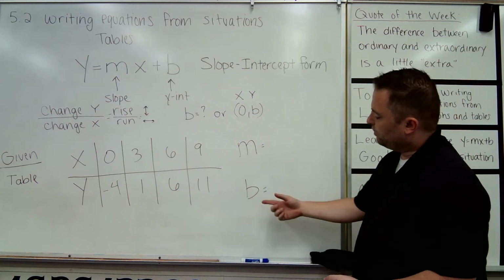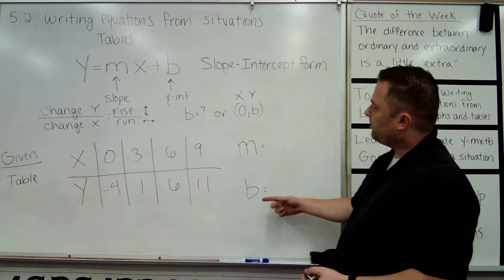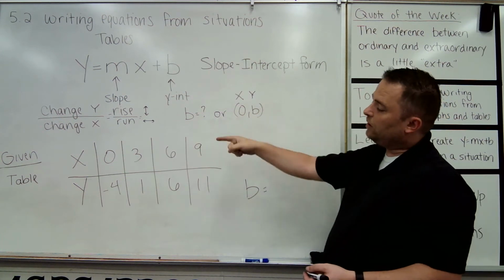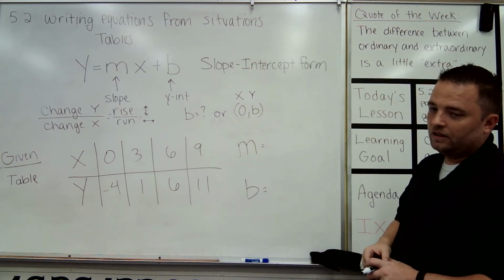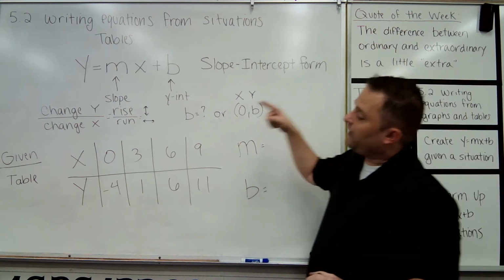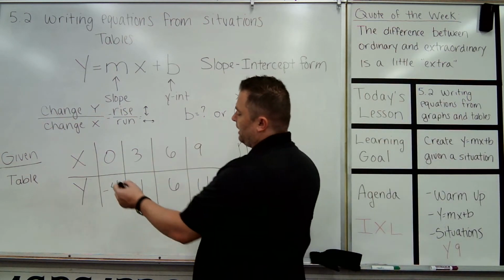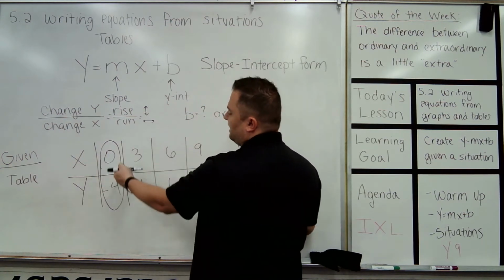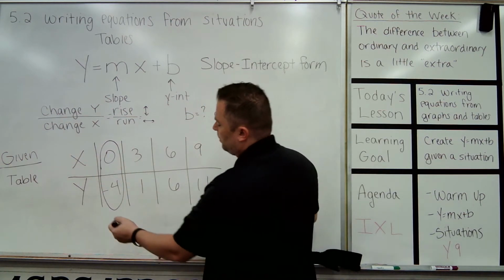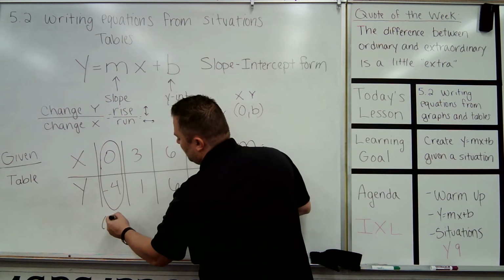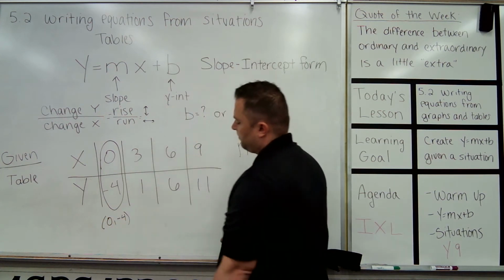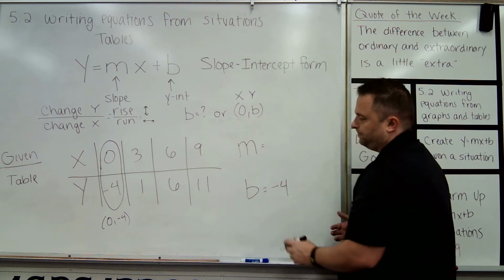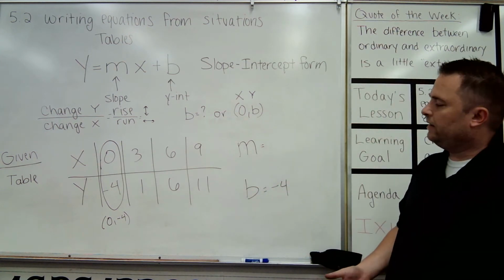Well, once again, let's start with the b because that's the easiest. We're looking for when x is equal to 0. There's only one location where x is equal to 0. Blue's Clues says it's right here. This location right here. When x is equal to 0, y is equal to -4. This is the coordinate (0, -4). Therefore, I know that my b is equal to -4. Okay, that wasn't so bad.